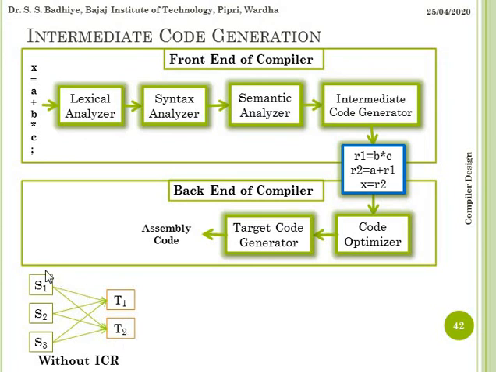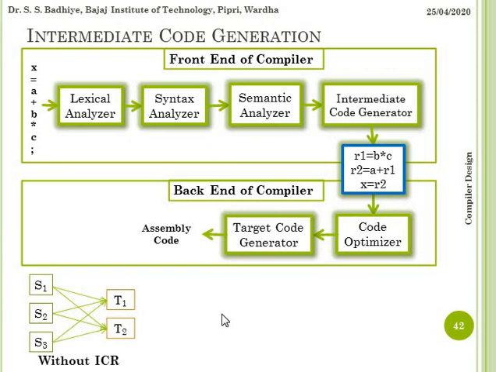So here we need to design three front ends, and then we have to write 3 into 2, that is for every source language we need to write a code generator for converting to T1 and T2. So in this way we need to write how many? 3 into 2, that is total 6 code generators. And similarly we'll have to write code optimizers also, that is 3 into 2. So 6 code optimizers will also be required if there is no intermediate code representation.